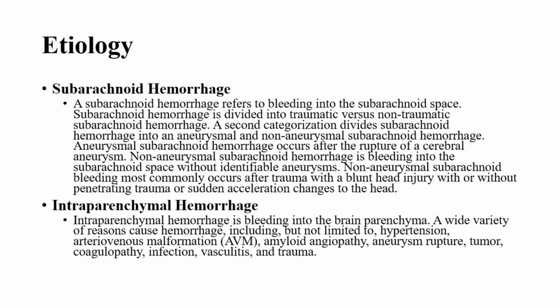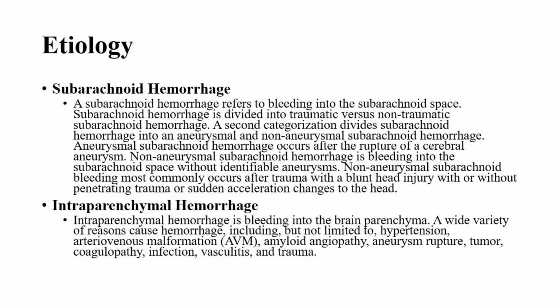Next, a subarachnoid hemorrhage refers to bleeding into the subarachnoid space. Subarachnoid hemorrhage is divided into traumatic versus non-traumatic subarachnoid hemorrhage. A second categorization divides subarachnoid hemorrhage into an aneurysmal and non-aneurysmal subarachnoid hemorrhage. Aneurysmal subarachnoid hemorrhage occurs after the rupture of a cerebral aneurysm. Non-aneurysmal subarachnoid hemorrhage is bleeding into the subarachnoid space without identifiable aneurysms. Lastly, intraparenchymal hemorrhage is bleeding into the brain parenchyma.